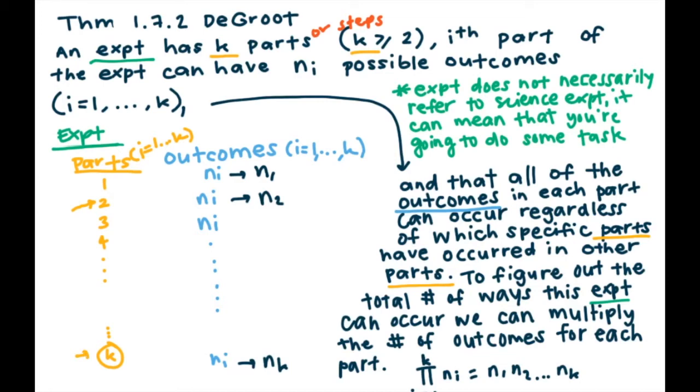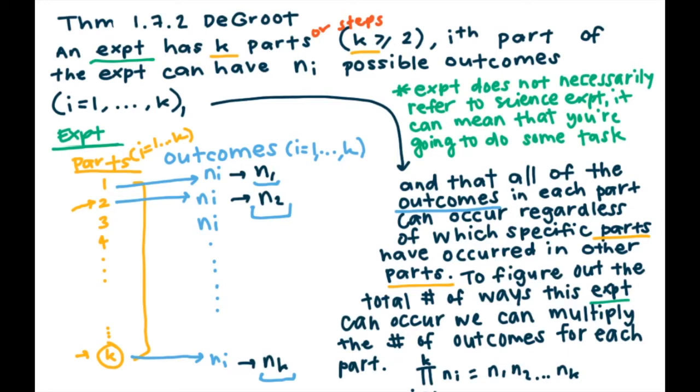Okay? So each of these parts in yellow right here have an outcome, and their outcome is n_i. So for part 1, its outcome is going to be n1. Part 2, the outcome will be n2. Okay, and you just keep going like that. So for part k, your outcome is going to be n sub k. Okay, so I'm going to continue reading the theorem.